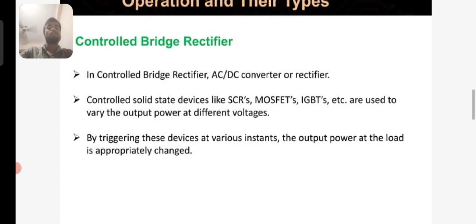Controlled bridge rectifier. In a controlled bridge rectifier, the AC to DC converter is a rectifier. Controlled solid state devices like SCRs, MOSFETs, IGBTs, etc. are used to vary the output power at different voltages. By triggering these devices at various instants, the output power at the load is appropriately changed.